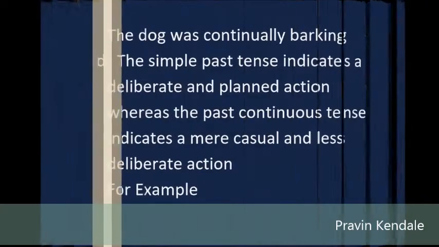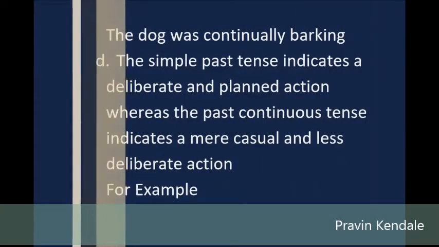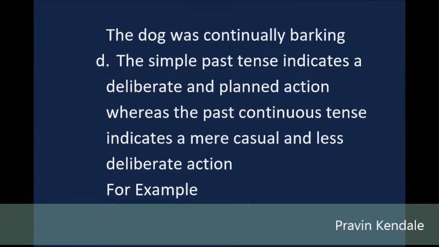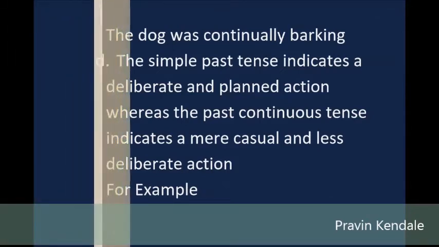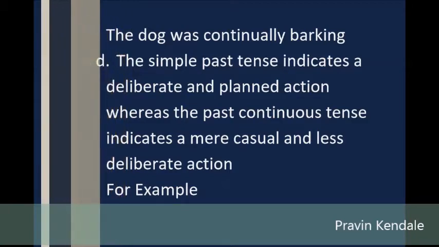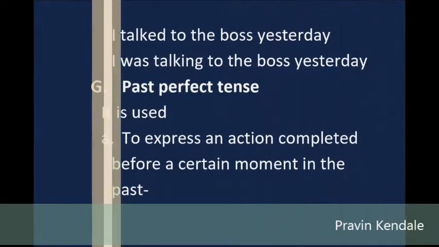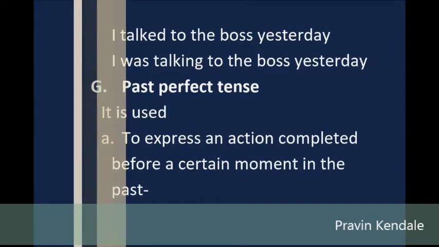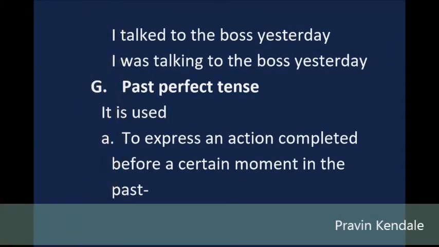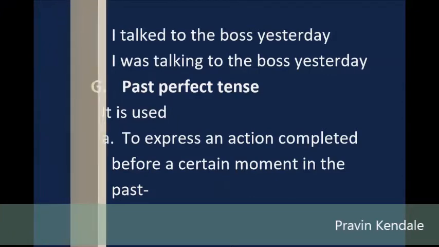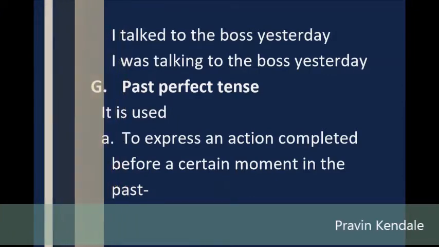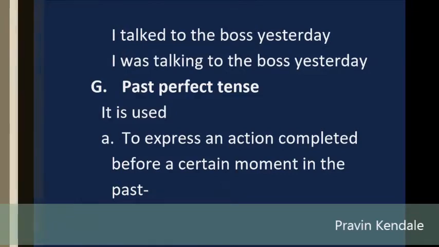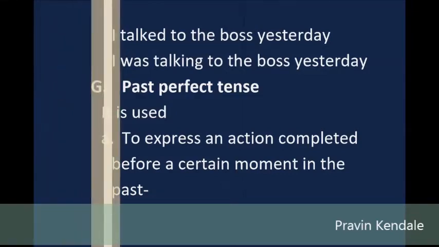C. To express persistent habits in the past with words like continually, always, etc. For example, he was always crying. The dog was continually barking. D. The simple past tense indicates a deliberate and planned action, whereas the past continuous tense indicates a mere casual and less deliberate action. For example, I talked to the boss yesterday. I was talking to the boss yesterday.